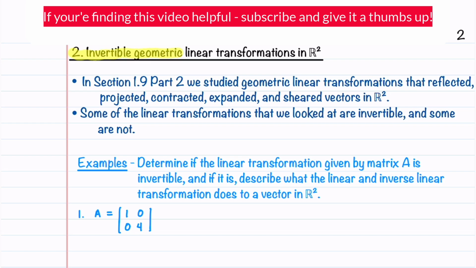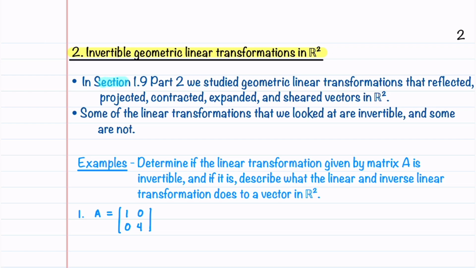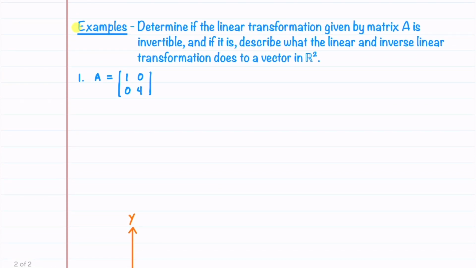Let's now look at some invertible geometric linear transformations in R2. In section 1.9, part 2, we studied geometric linear transformations that reflected, projected, contracted, expanded, and sheared vectors in R2. Some of these linear transformations that we looked at are invertible, and some are not. Let's now look at some examples and determine if the linear transformation given by matrix A is invertible, and if it is, we're asked to describe what the linear and inverse linear transformation does to a vector in R2.